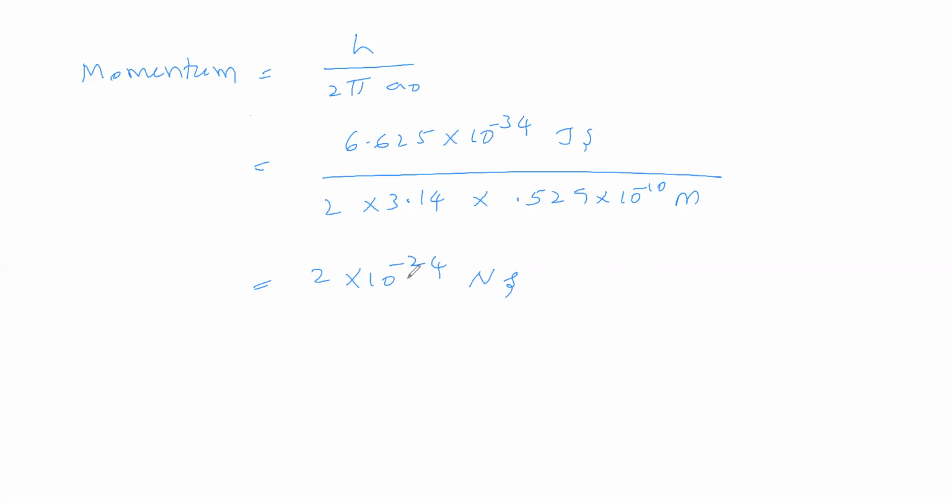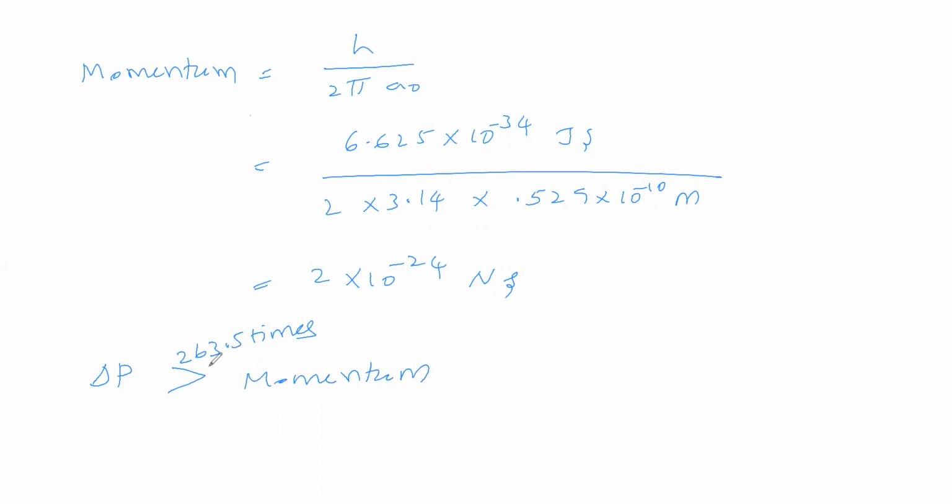So the higher value is the uncertainty in momentum. Therefore, delta P is greater than this momentum. How many times greater? 263.5 times greater. Delta P, the minimum uncertainty in momentum, is 263.5 times greater than the momentum.